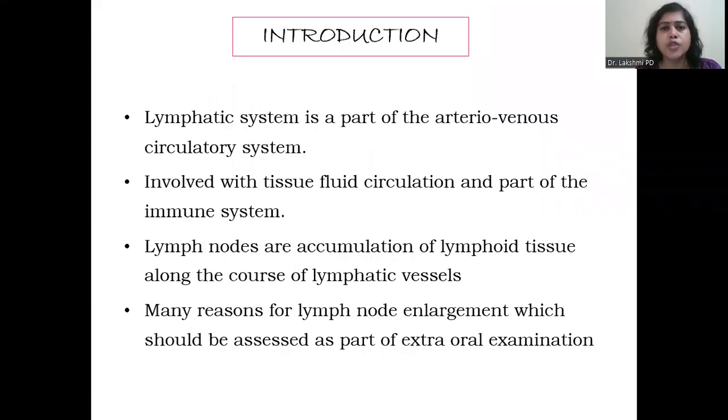So to begin with, I hope all of you would have already by now learned what is a lymphatic system and what are lymph nodes. But still, just to recap, lymphatic system is nothing but a part of your arteriovenous circulatory system. It is tissue fluid circulation, and it basically plays a major role in our immune system. And lymph nodes are basically accumulation of lymphoid tissues along the course of these lymphatic vessels. So you've got accumulation of lymphoid tissues at certain points, like your check post points. At certain points of the body, you will have accumulation of these lymphoid tissues, and those are the areas which are called lymph nodes.